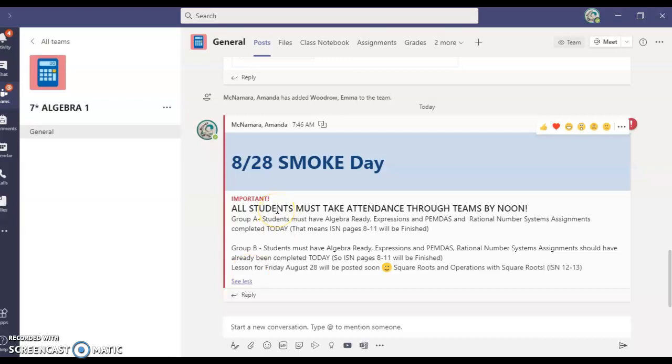Today's a smoke day. If you are an A group and you're watching this, you don't have to. You are just responsible for the 3 assignments that were posted yesterday: Algebra Ready, Expressions in PEMDAS, Rational Number Systems. If you are a B student, you should be done those 3 assignments, and this is the lesson for square roots and operations with square roots that we would have done in class today.